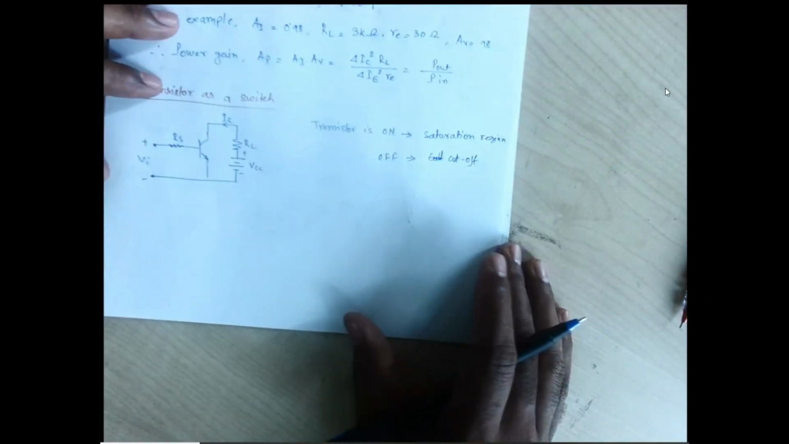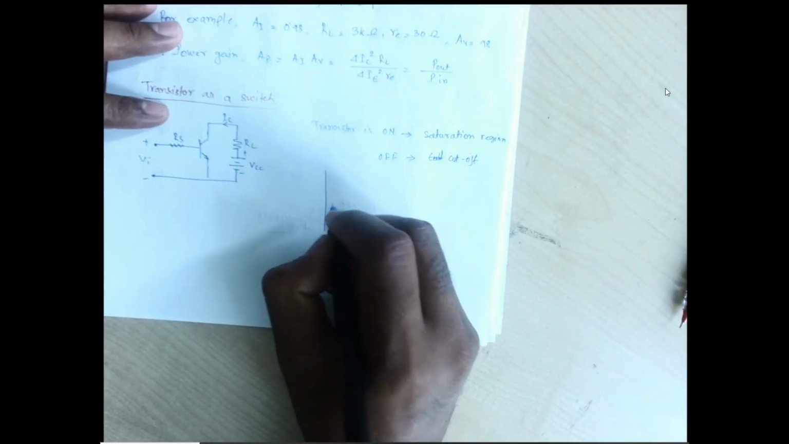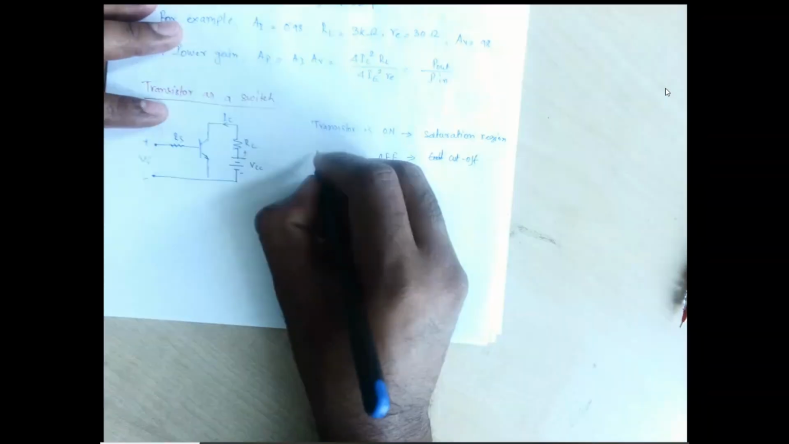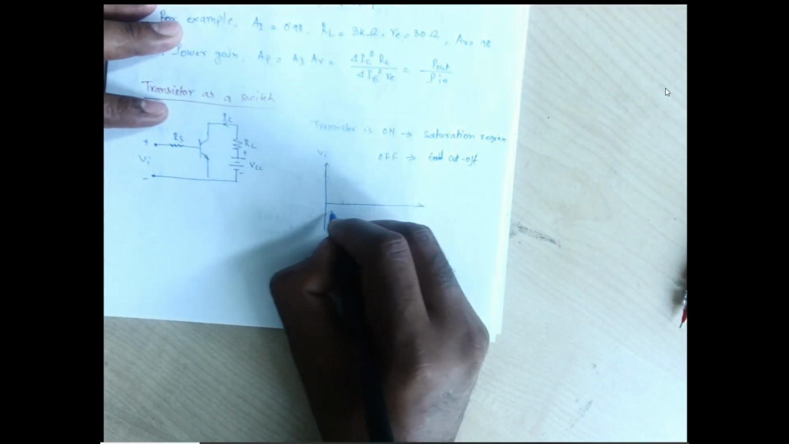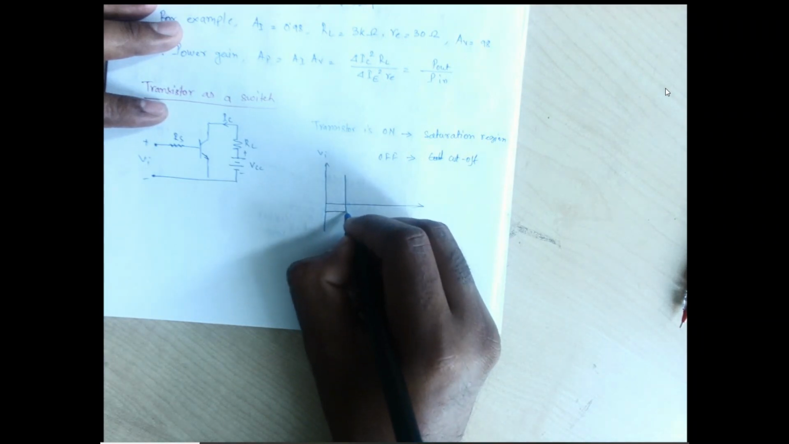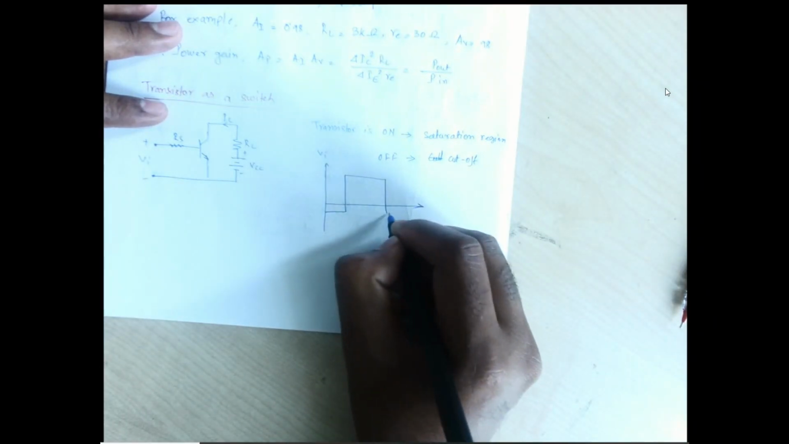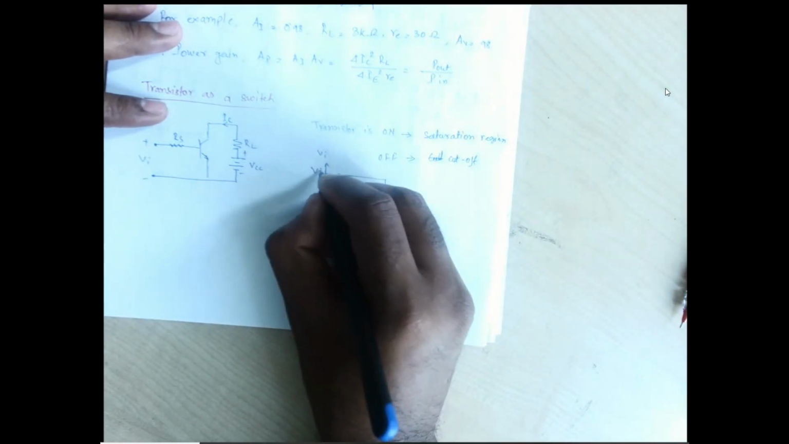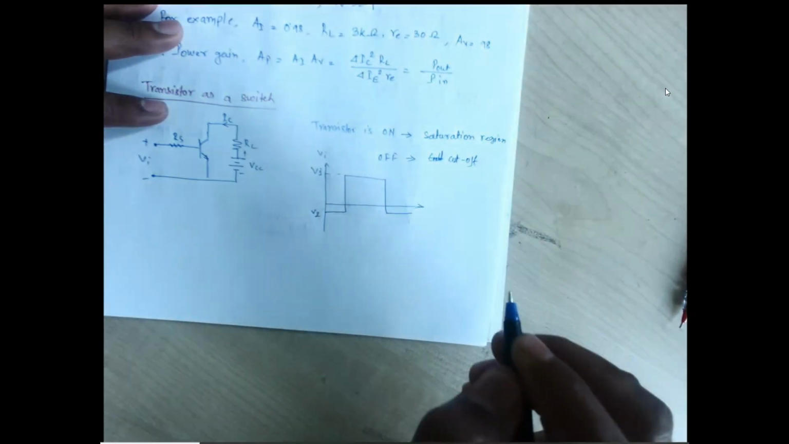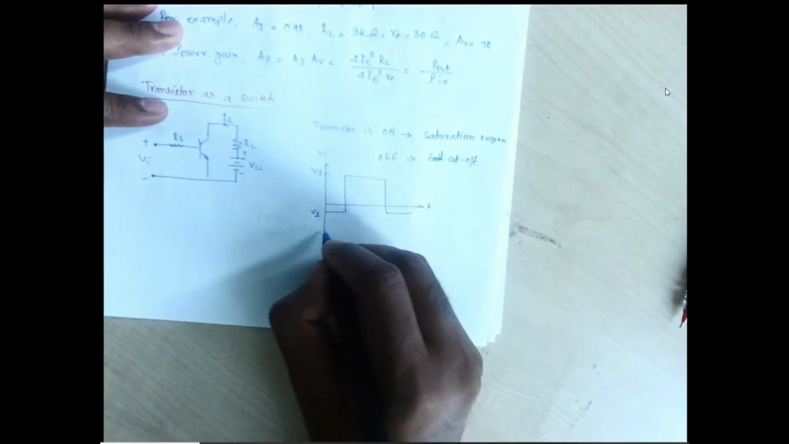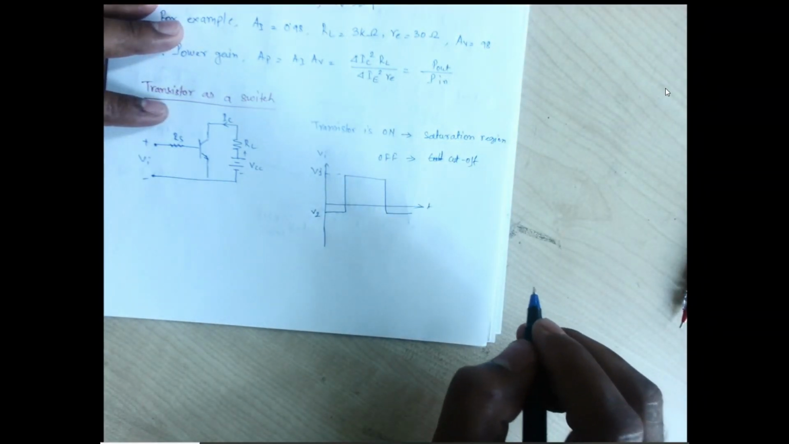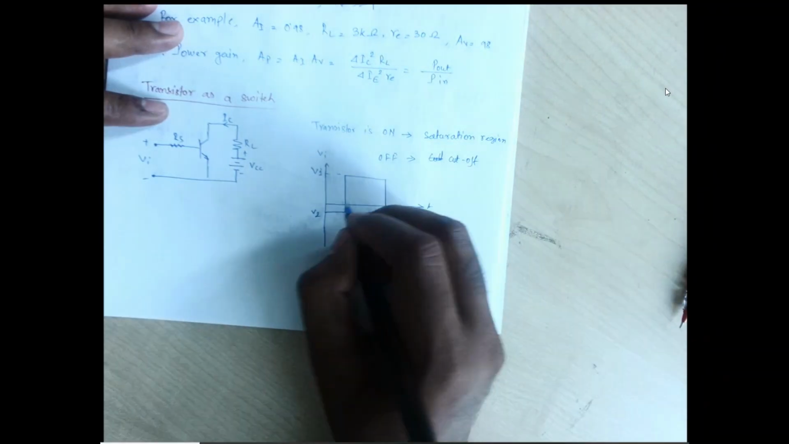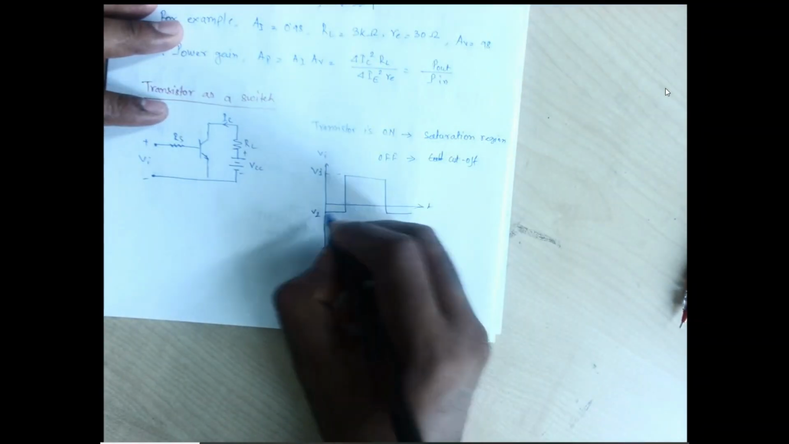So let us take an input, a rectangular pulse. This is what the input is. This voltage level is V1, sorry, this voltage level is V2. When the input circuit has been connected with a pulse voltage, it is having the transition from V2 to V1.